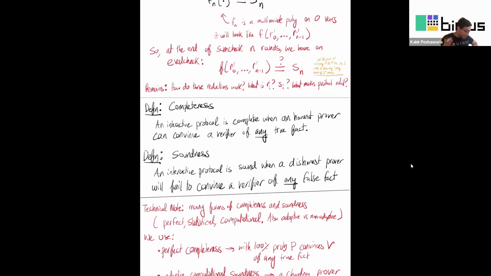Soundness: the argument is sound means that a dishonest prover will fail to convince a verifier of any false fact. So if I'm a dishonest, malicious prover, I can try to find some false fact and convince the verifier that it's true with a fake proof. But no matter what I do, because the protocol has been designed well and it's sound, the verifier will reject with extremely high probability. So completeness: the honest prover always succeeds. Soundness: a dishonest prover will succeed with extremely small probability.